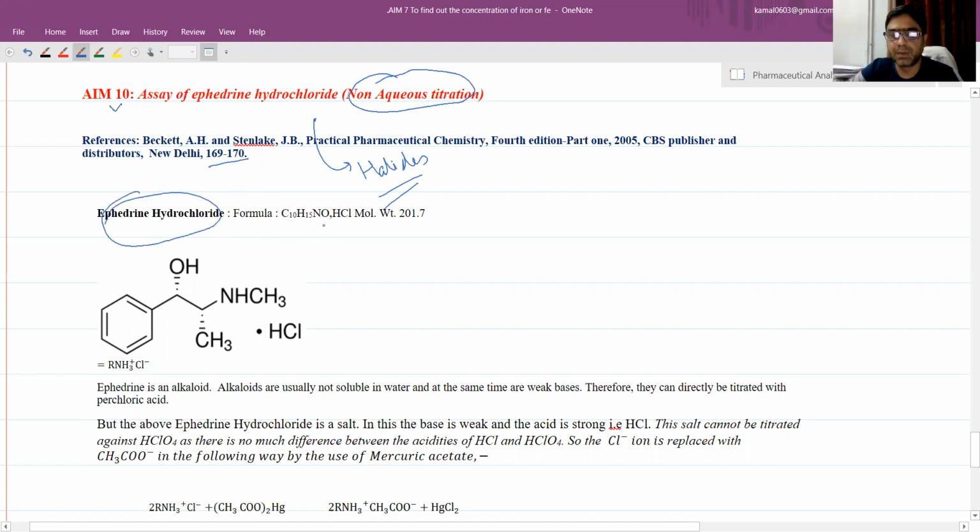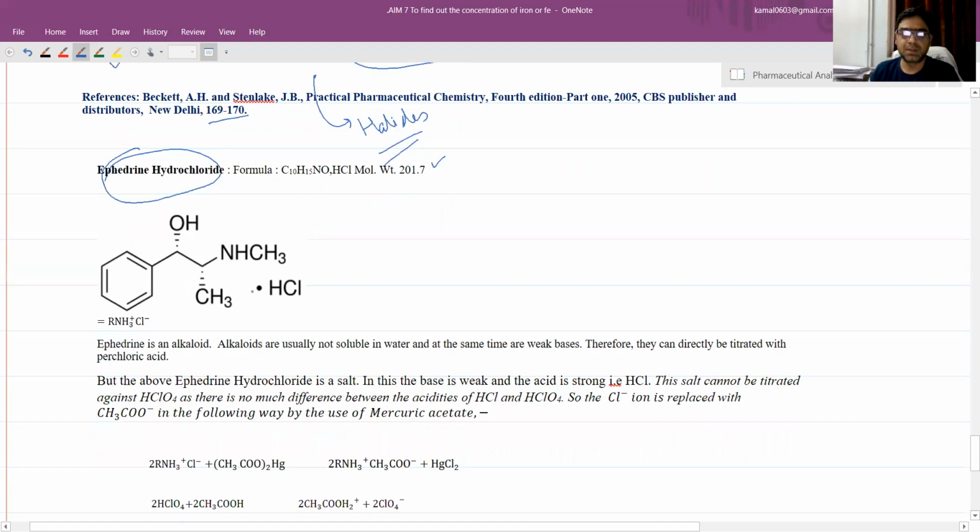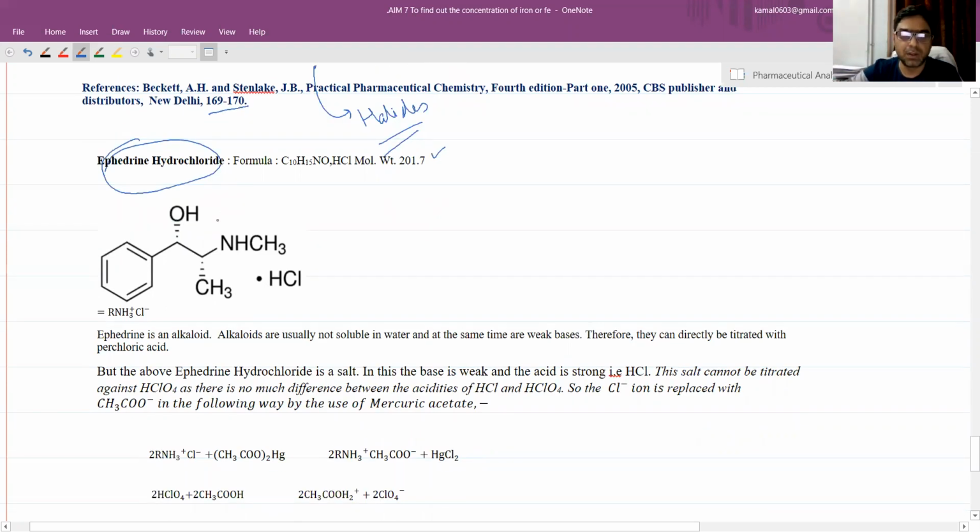When you see the molecular weight of this ephedrine hydrochloride, it is 201.7. This is the structure of ephedrine hydrochloride, and it is a salt of a weak base with a strong acid. It can be written in the form RNH3+ Cl-. Ephedrine, we know, is a type of alkaloid, and generally alkaloids are not soluble in water, but in the form of hydrochloride salt it is soluble in water. But as we are using non-aqueous titration, we won't use water during the titration. So this will be directly titrated with perchloric acid.